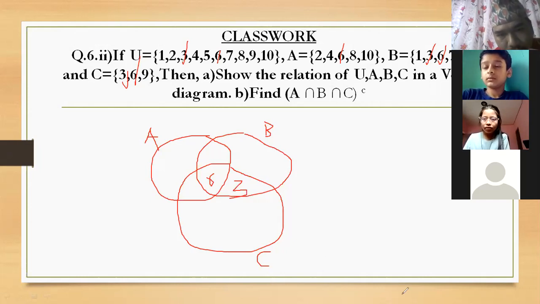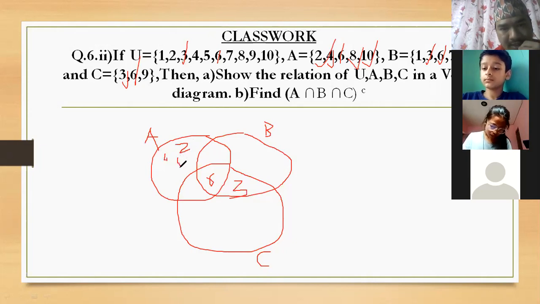Now we have to write what are the remaining of set A. Set A: what are the 8, 4, 2? 2, 4, 8, there is 10 also. 2, 4, 8 and 10.